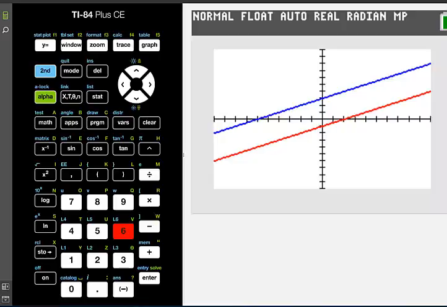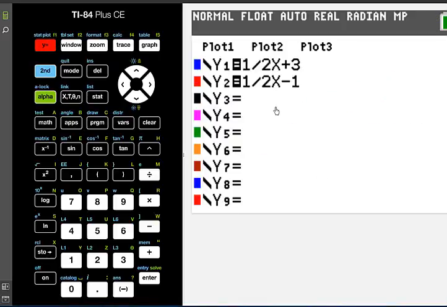The next part on the handout says we really should have known this was going to happen. Take one more look at the equations back in the y equals area. We knew that these lines were going to come out parallel because the slopes are the same, but the y-intercepts are different. That means they're different lines, but they have the same slope. Well, that's what parallel lines are. Let's go back to the graph.